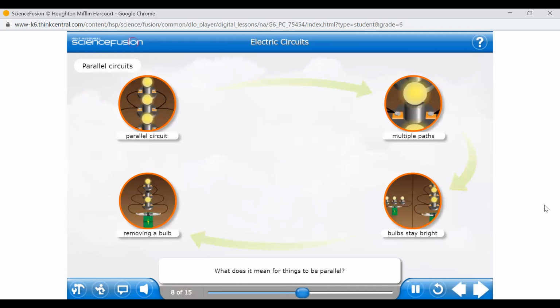What does it mean for things to be parallel? Parallel streets don't cross one another. Similarly, components in a parallel circuit don't cross one another, nor are they in a line, as in a series circuit. Click the images to learn more about parallel circuits and how they function.